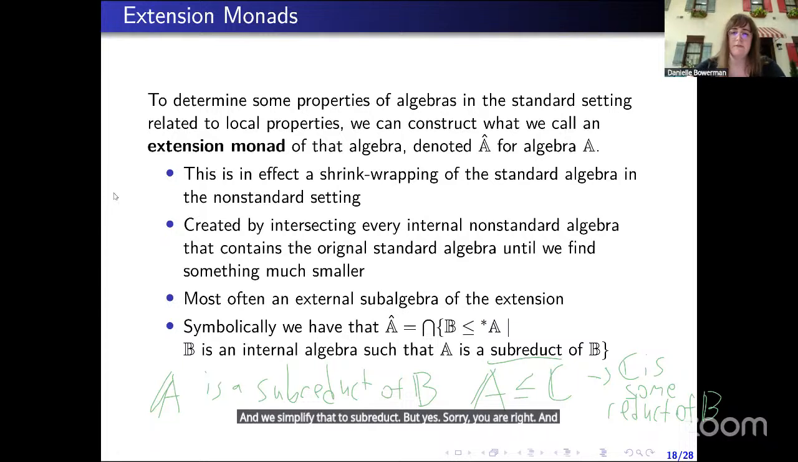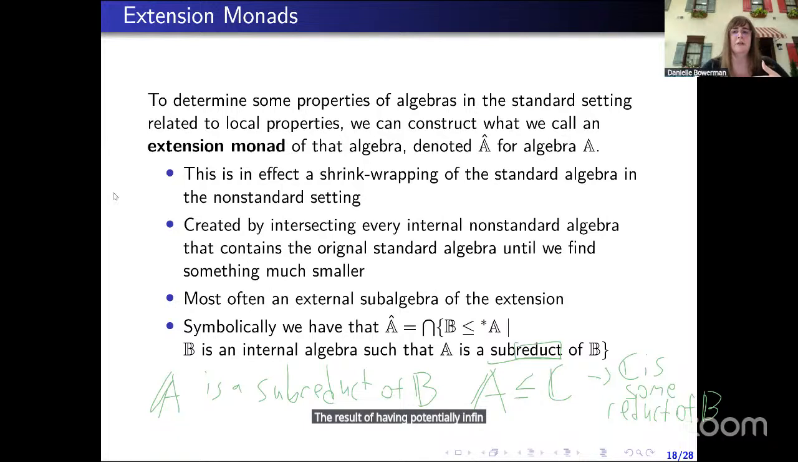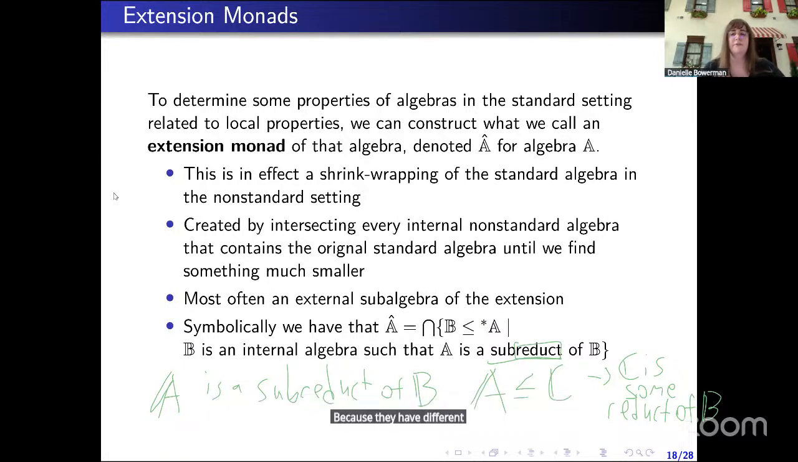And this is the result of having potentially infinitely many operations. We need to remove the extra ones. Otherwise, the two algebras aren't directly comparable because they have different operation lists. So we're going to be using subreduct a lot. So thank you for pointing that out.